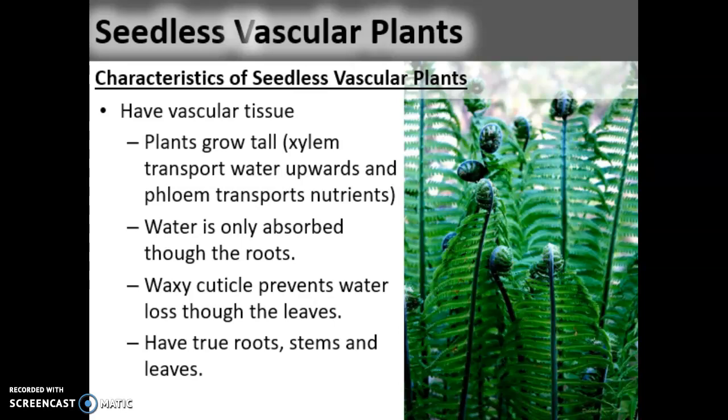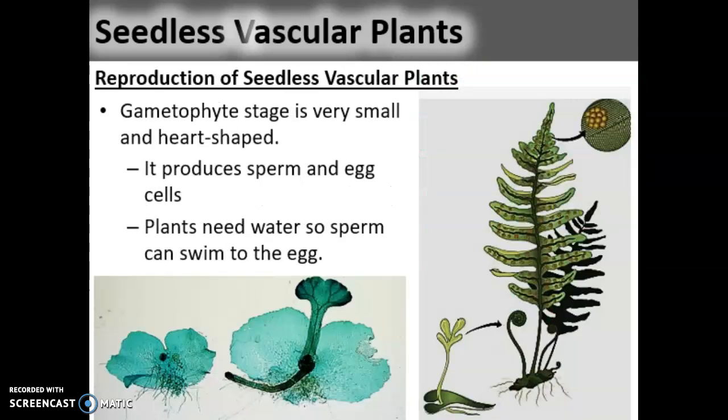So, let's talk a little bit about the reproduction of the ferns. In moss, the gametophyte stage was the dominant stage, right? So most of the moss plant was tissue used to make sperm cells and egg cells, but that's not the case in ferns. The gametophyte, the stage that produces sperm and egg, is very, very small, and it's this heart-shaped structure that we see down here.